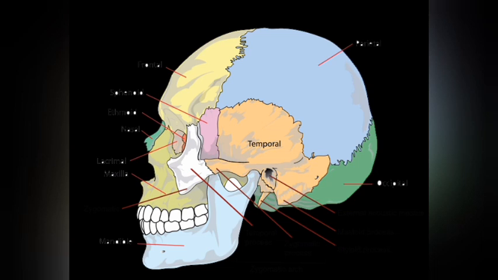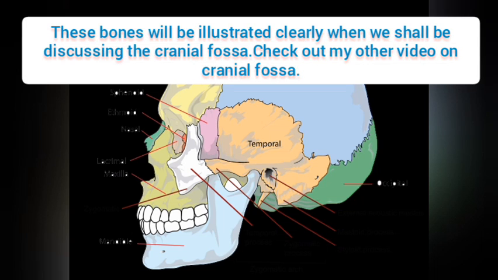Then the base of the cranium is made up of the frontal bone, the occipital bone, and also the sphenoid bone, the ethmoid bone, and the temporal bone. So let me recap.